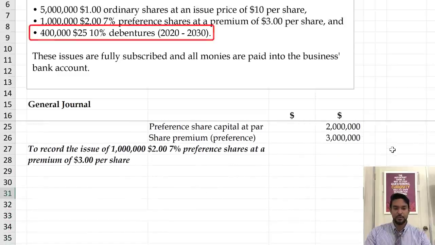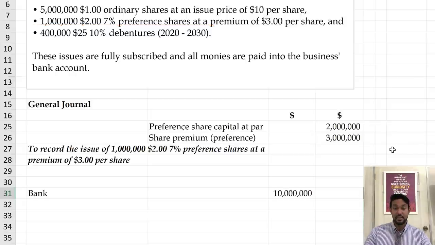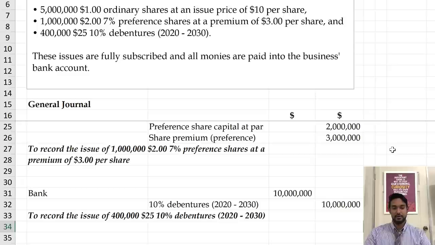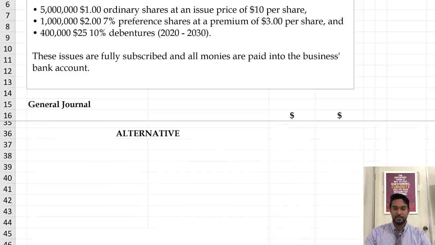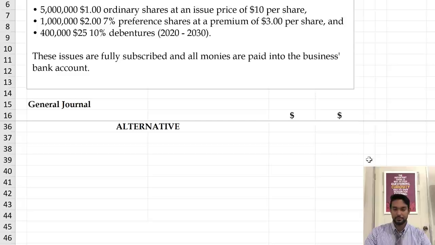So how much money? 400,000 by 25, that's $10 million, my bad, oops. Who designed this question, boy? Thought it was me. Okay, where did it come from? Debentures. So debentures in your case have no premium or par, it's just the value to record that. All right, now what I want to do is show you guys how this can look in a single compound journal entry.